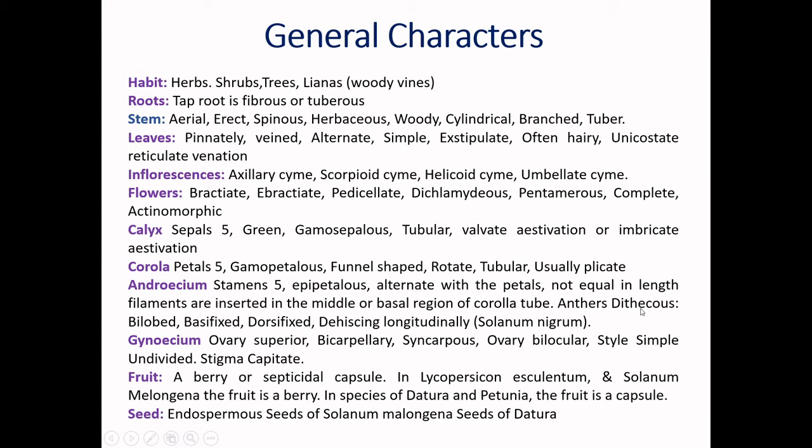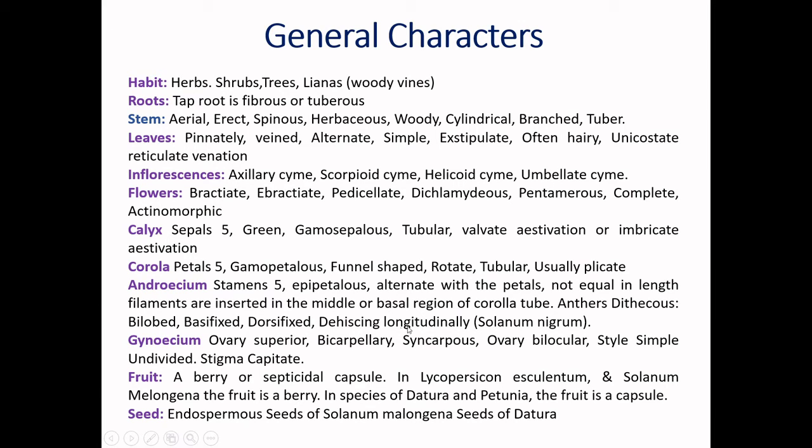Anthers 2-celled, called dithecous. They are bilobed. Lobes are 2. Fixation is toward the basal side, basifixed. That means filaments are attached to the base of the anther. This condition is called basifixed. Sometimes dorsifixed, they are attached to the dorsal side.